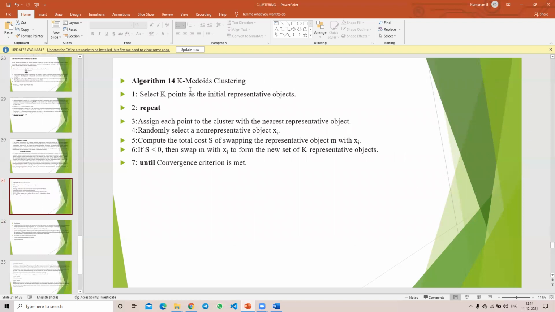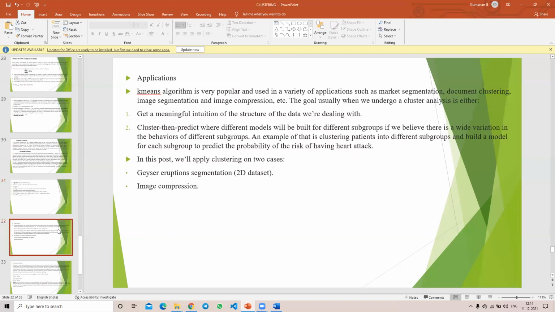The algorithm of k-medoids clustering. Select k points as the initial representative objects. Repeat: assign each point to the cluster with the nearest representative object. Randomly select a non-representative object x. Compute the total cost for swapping the representative object m with x. If the cost is less than 0, then swap m with x to form the new set of k representative objects, until the convergence criterion is met. This is the k-medoids clustering algorithm.